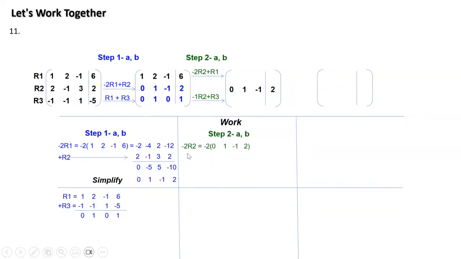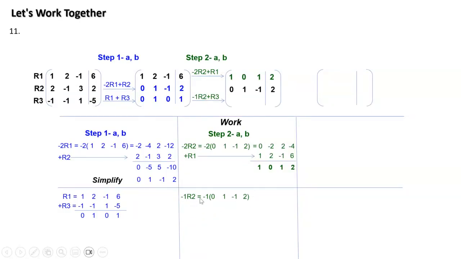Here's my work. So -2 row 2 plus row 1. Multiplying -2 times row 2 will give us 0, -2, 2, and -4. This is my row 1, right? We'll just bring row 1 over. We get 0, 1, 0, 1, 2. So this is my new equation number 1.